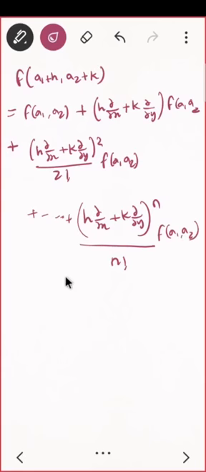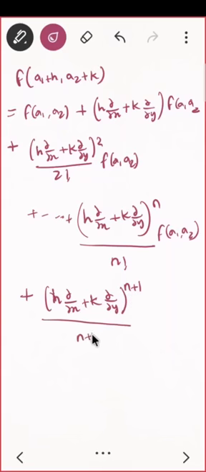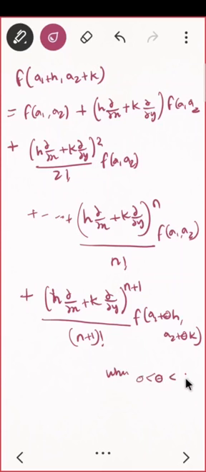Okay, and the last term, that is the remainder term as we call it, that is h into dou by dou x plus k times dou by dou y raised to n plus 1 upon n plus 1 factorial, f of (a1 plus theta h, a2 plus theta k), correct, where theta is between 0 and 1. So this is your Taylor expansion.